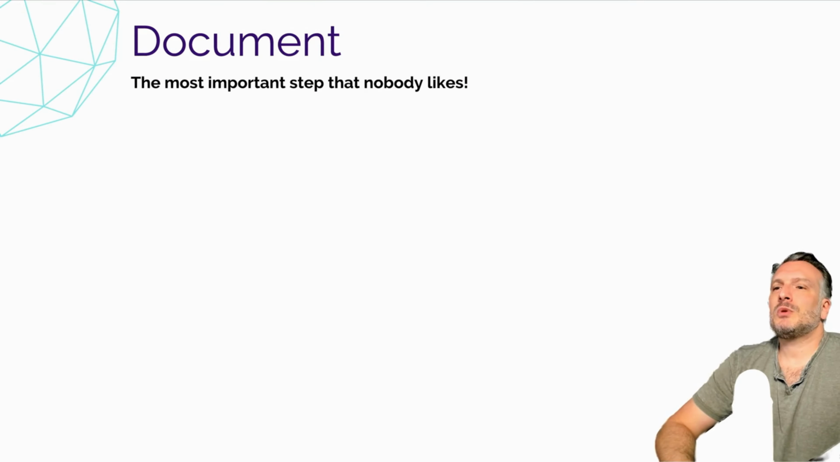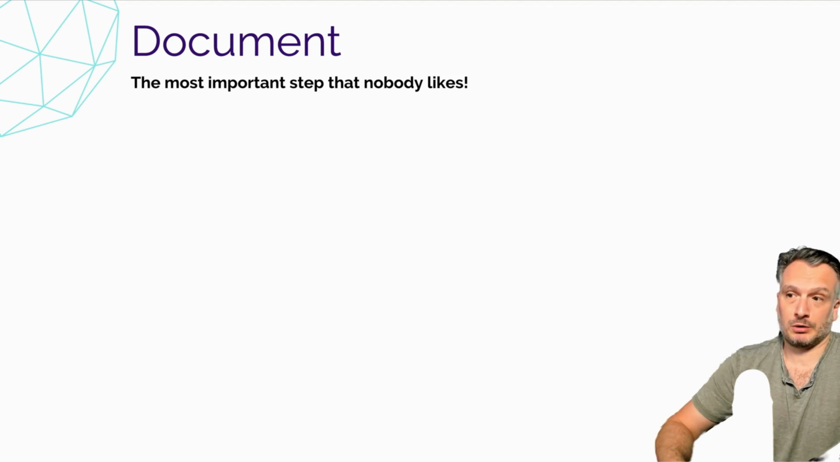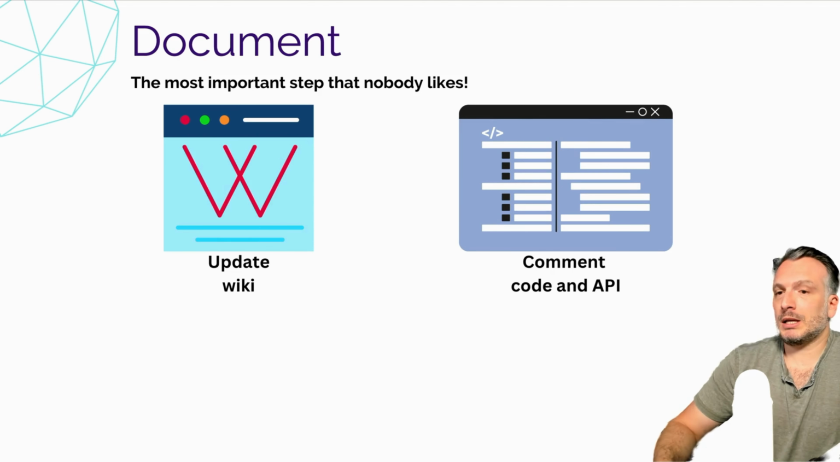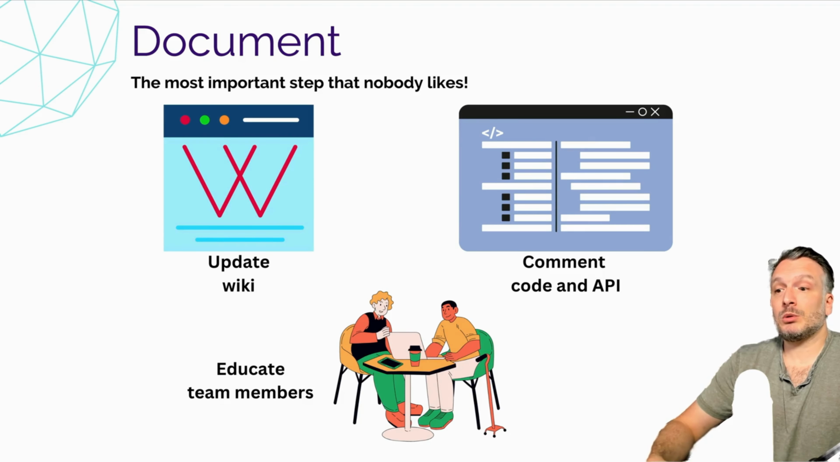So one of the most important steps that nobody likes is documenting your work. Along with writing unit tests, this part of the work might be the most underrated effort that contributes to the success of a project in the long run. So you may want to document what you've done in a wiki, for example. You need to document your code and the APIs that you may have created. And you may want to educate your team members by having some meetings or some code reviews to make sure that everybody knows what's happening.